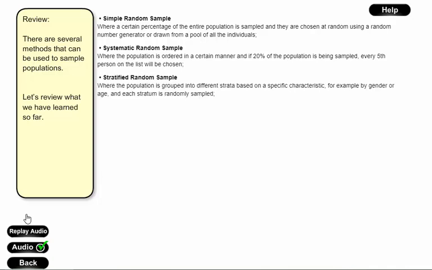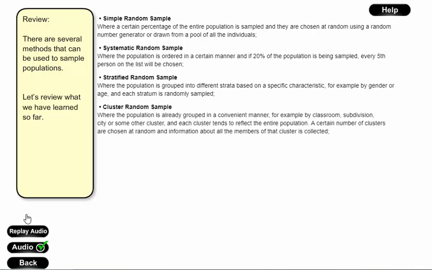Stratified random sample. Where the population is grouped into different strata based on a specific characteristic, for example by gender or age, and each stratum is randomly sampled. Cluster random sample. Where the population is already grouped in a convenient manner, for example by classroom, subdivision, city, or some other cluster, and each cluster tends to reflect the entire population. A certain number of clusters are chosen at random, and information about all the members of that cluster is collected.